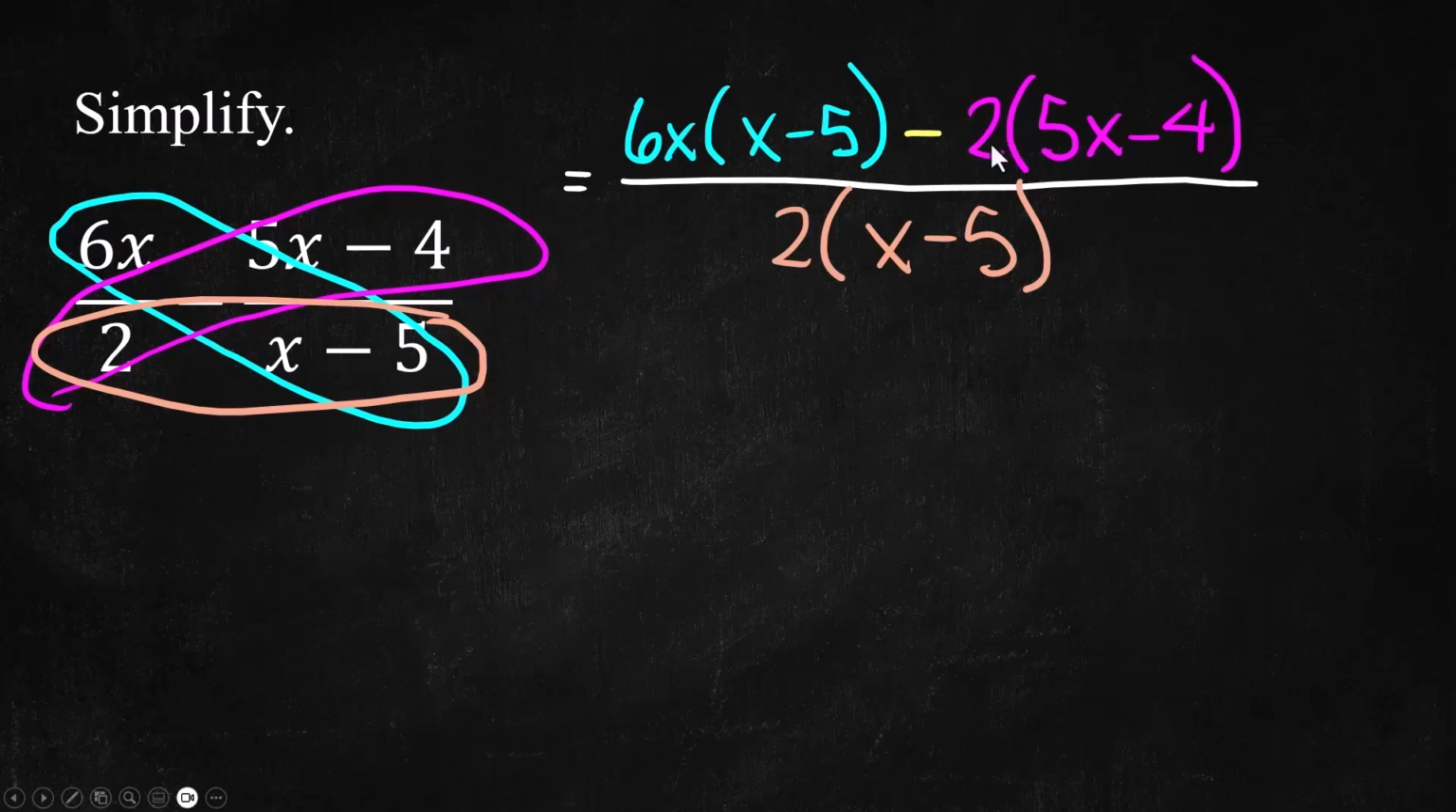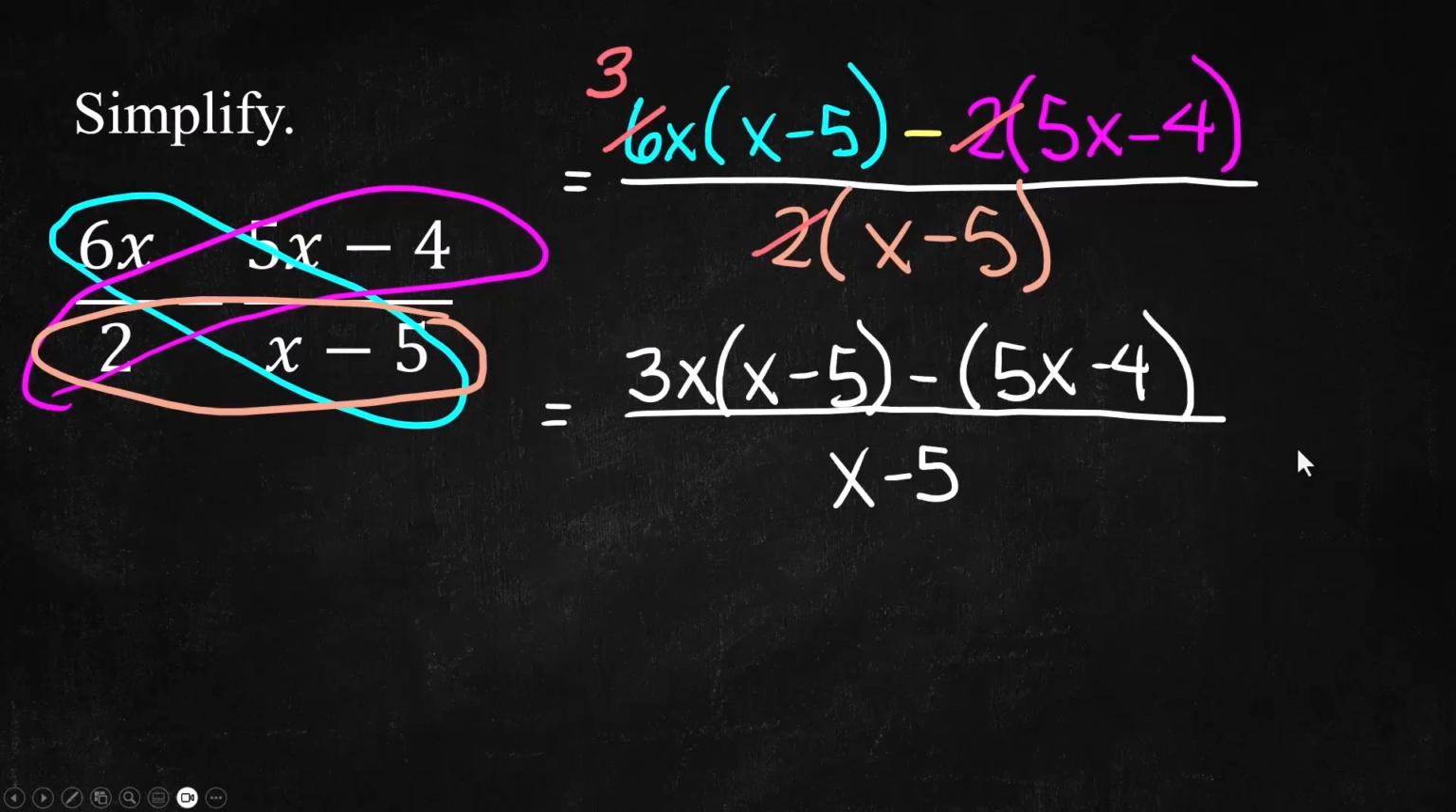I can cancel this 2. This one has a factor of 2. This has a factor of 2, and this has a factor of 2. Instead of rewriting it and pulling the 2 out in front, I'm just going to cancel them. I know those 2 will cancel, and if I divide 6 by 2, I'm left with a 3. Rewrite what I'm left with.